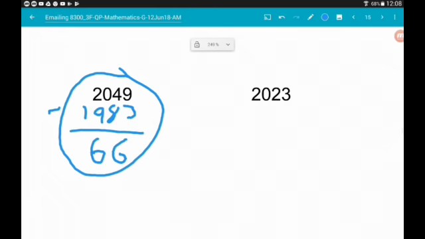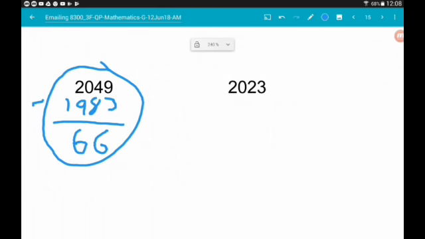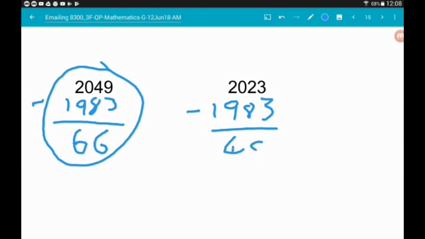Let's just check the fourth one. So, 2023 minus 1983 is 40, which is not a multiple of 6. So it's not that one.